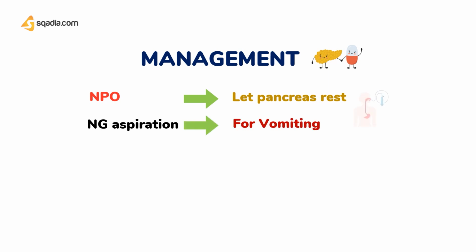So next is the analgesia. Because we have seen that the patient is having severe pain, so we have to get the pain relieved. And for analgesia, you should remember that opiates are preferred. Fentanyl and meperidine are preferred over morphine because morphine causes an increase in sphincter of Oddi pressure. So just remember that preferred analgesics for acute pancreatitis are opiates.